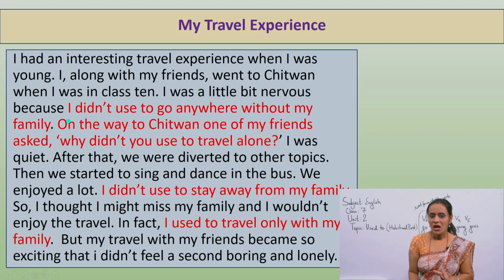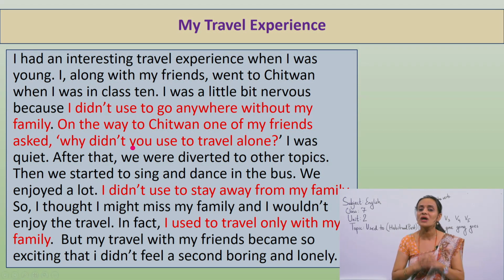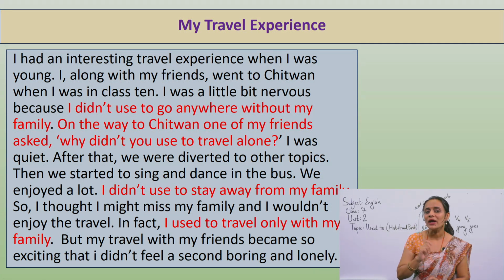Now, after this, on the way to Chitwan, one of my friends asked, "Why didn't you used to travel alone?" And which sentence is it? Why didn't you used to travel alone? Which sentence is it, my dear students? Okay, WH question, because the sentence starts with a WH word. And we are using used to also. So, why didn't you used to travel alone? I've applied the WH form of the sentence here.